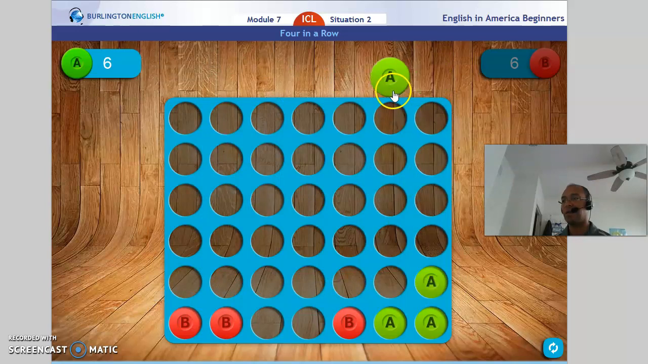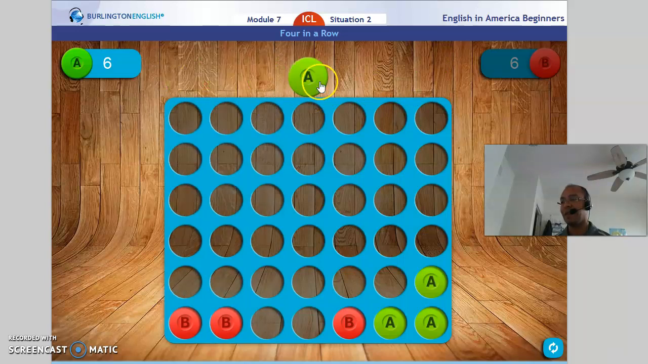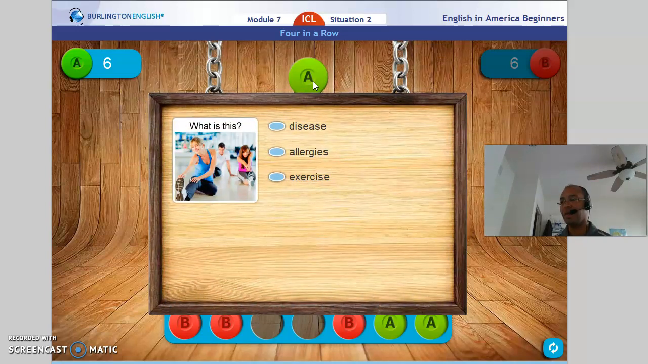Okay, let's go to first, second, third, fourth, fifth, sixth, or seventh. Let's, for the heck of it, go to this one, okay? What is this? Disease, allergies, or exercise? They are doing exercise, correct? Yes, they are. They are exercising.